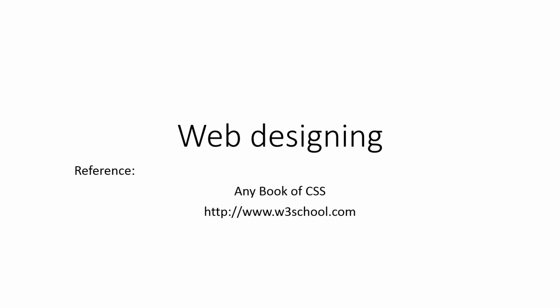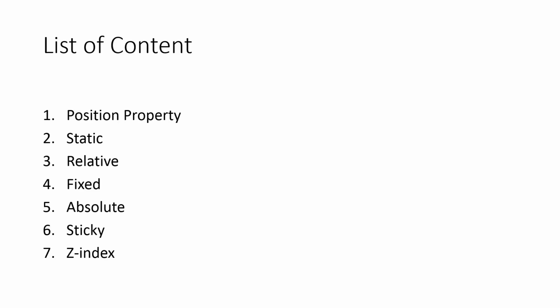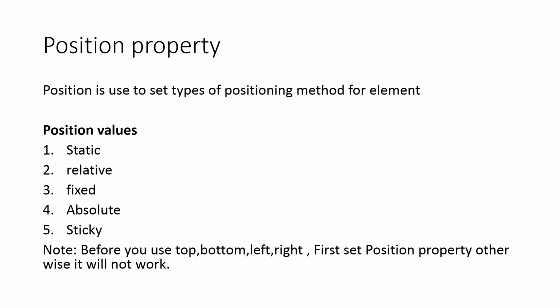Hello everyone. Today we will discuss web designing, including position property, static, relative, fixed, absolute, sticky, and z-index. Position property is used to set types of positioning method for an element. There are different positioning values: static, relative, fixed, absolute, sticky. We can also use top, left, right, bottom properties with position property.